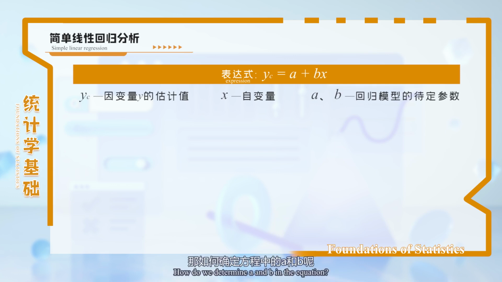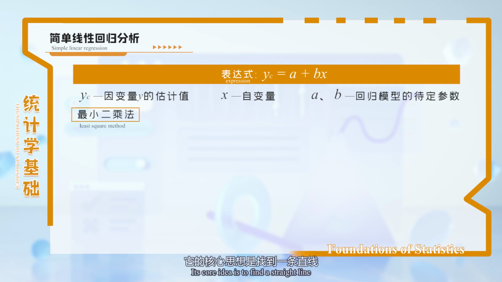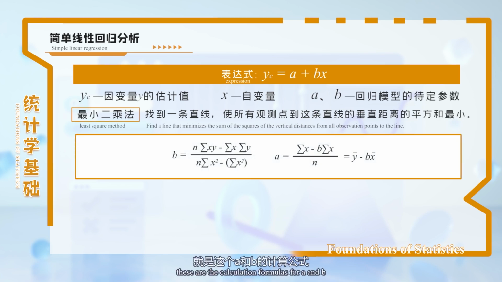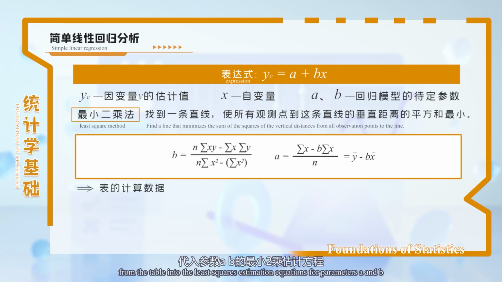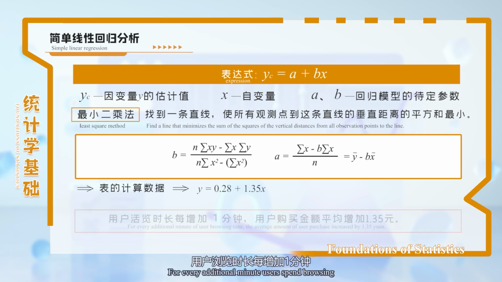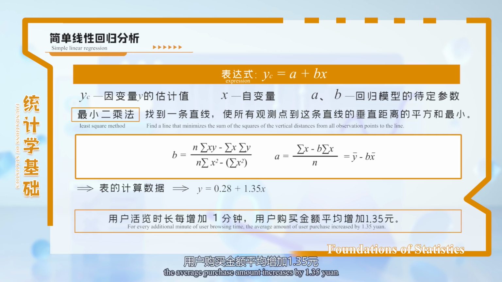How do we determine a and b in the equation? We commonly use the least squares method. Its core idea is to find a straight line that minimizes the sum of the squares of the perpendicular distances from all observed points to this line. As shown in the figure, these are the calculation formulas for a and b. By substituting the calculated data from the table into the least squares estimation equations for parameters a and b, we obtain the regression equation, y equals 0.2 plus 1.35x. The above model shows that for every additional minute users spend browsing, the average purchase amount increases by 1.35 yuan. Alright, we can now answer the boss's question perfectly.